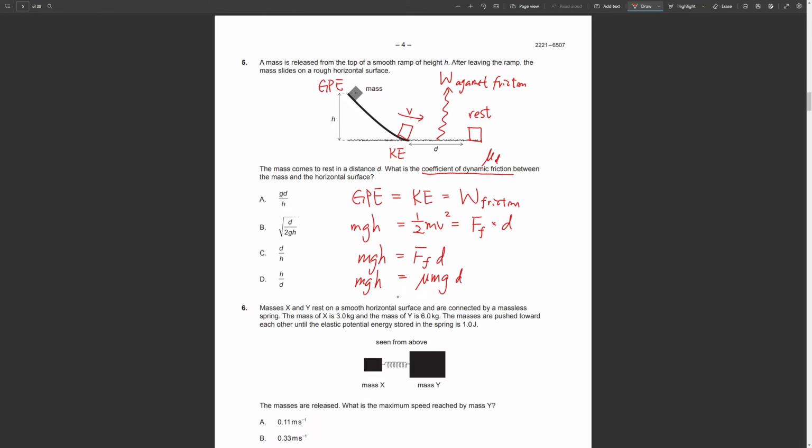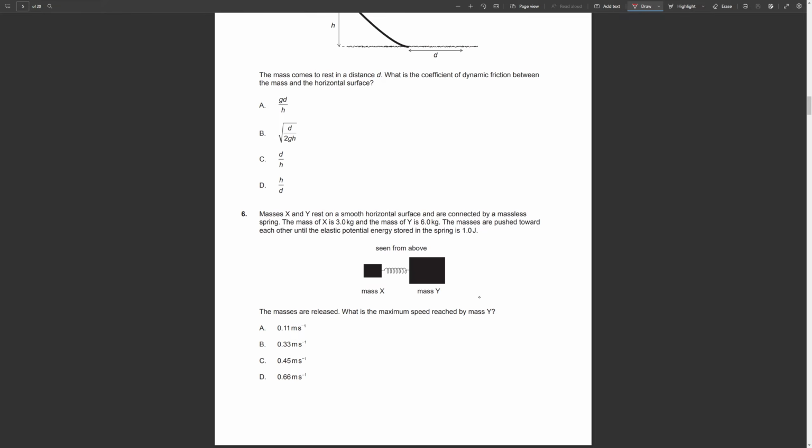So let's rearrange it to make it the subject. It will be mu equals mgh over mgd. After simplifying, it will be h over d. The answer is D.